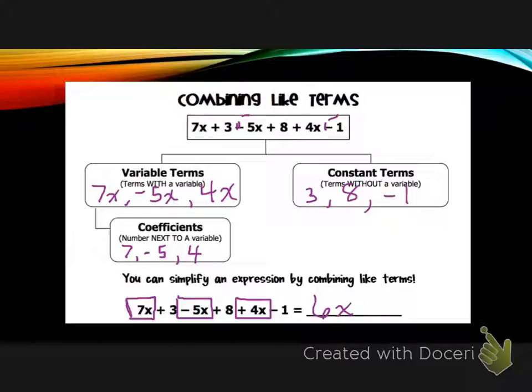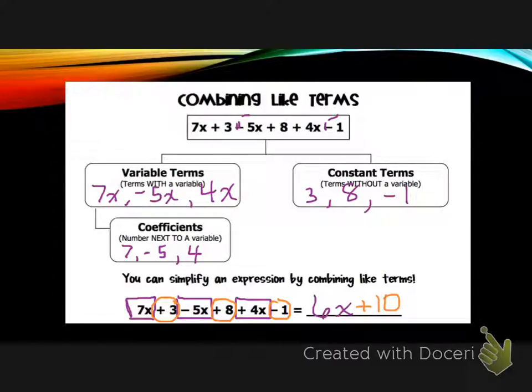Now, for the other terms, the constant terms, I'll just circle them. I'll use a different color too to help show. And make sure again you're circling the sign in front. So you've got 3 plus 8 minus 1, which is going to give you a positive 10. So that means it's plus 10.